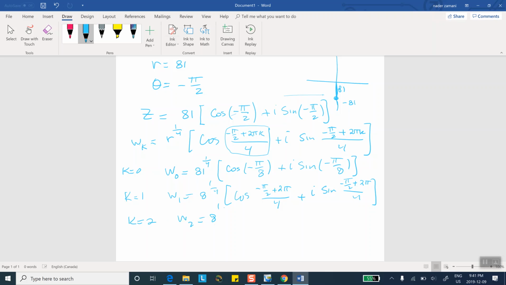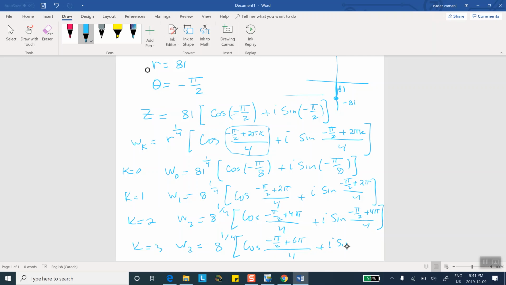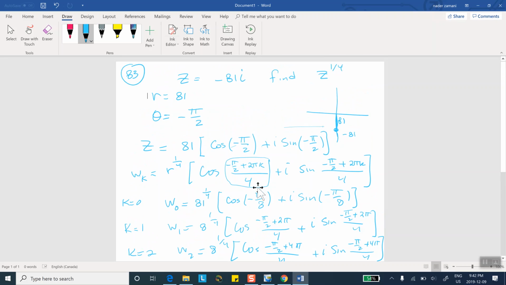W2 is going to be 8 to the 1 over 4 cosine of minus pi over 2 plus 4 pi over 4 plus i sine of minus pi over 2 plus 4 pi over 4, and then k equal to 3, W3 equal to 8 to the 1 over 4 cosine of minus pi over 2 plus 6 pi over 4 plus i sine of minus pi over 2 plus 6 pi over 4. Okay, good. These are the 4 roots, and we got them.